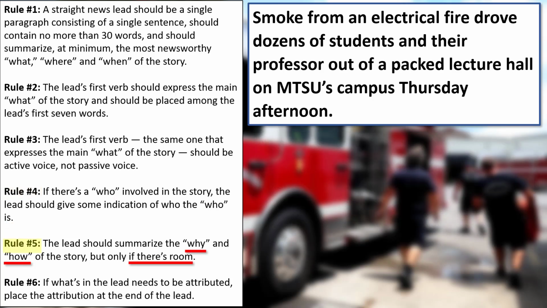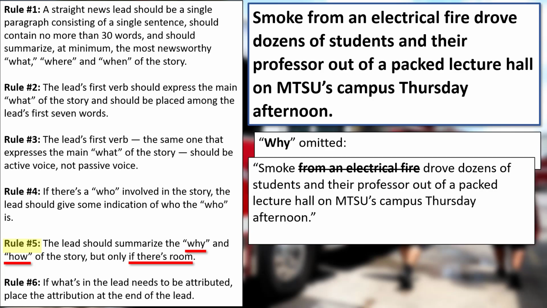Rule number 5 says the lead should summarize the why and the how of the story, but only if there's room. Remember, you only have 30 or fewer words to use in this lead, so there may or may not be room in the lead for the why and the how elements. In this lead, the why would be that electrical fire. And the lead mentions that as the why, as to what caused this fire. However, notice how easy it would be to leave it out.